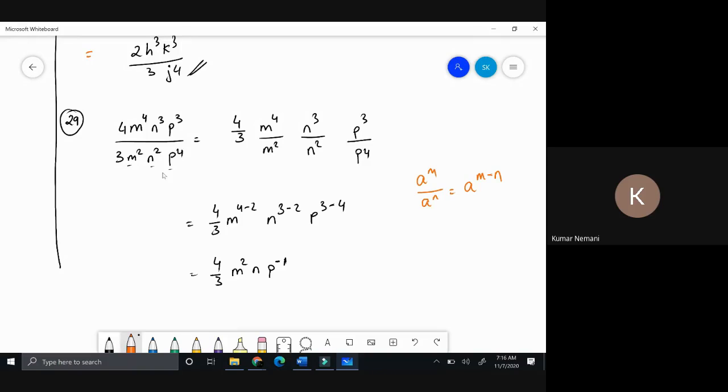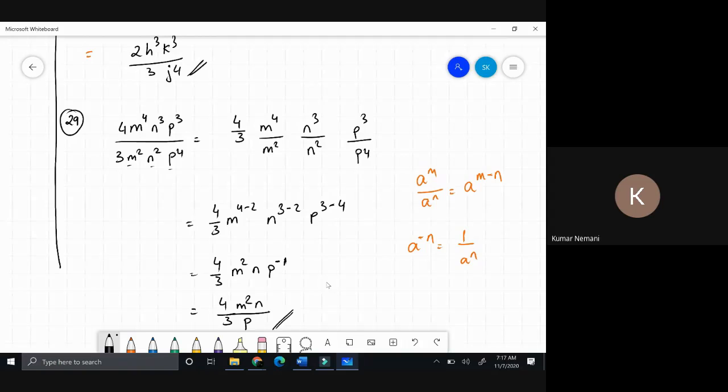You know that a power negative n is equal to 1 by a power n. So this is the formula that we are going to use finally, and we are going to get m square n. P power negative 1 goes to the denominator, it becomes p power 1. But any number raised to the power of 1 is the number itself. So you're going to get this as your simplified form for question number 29.